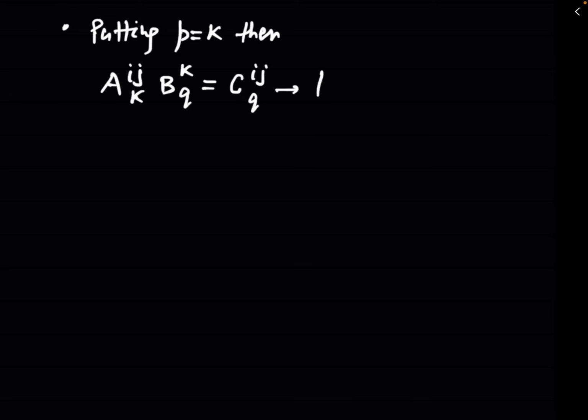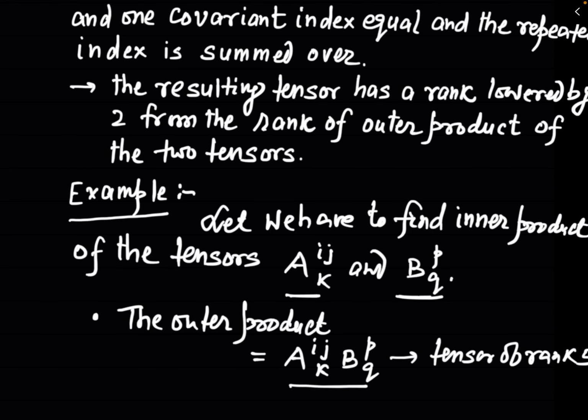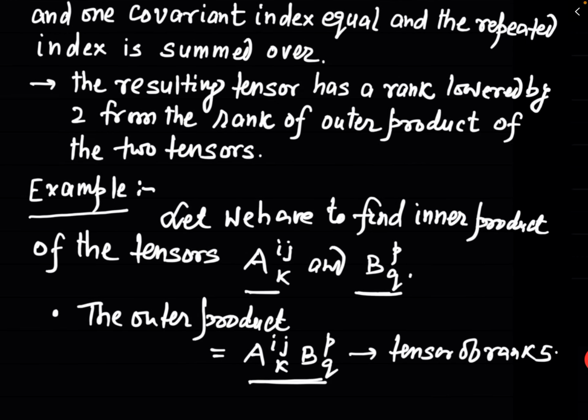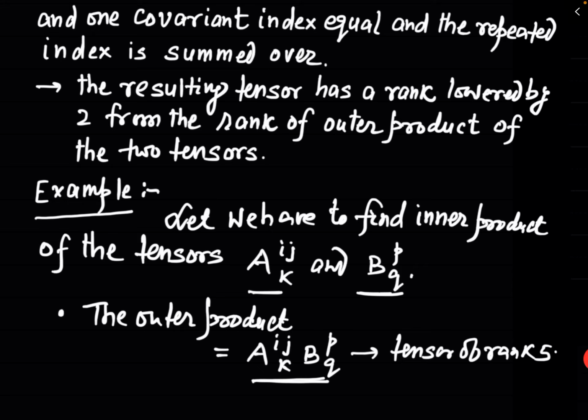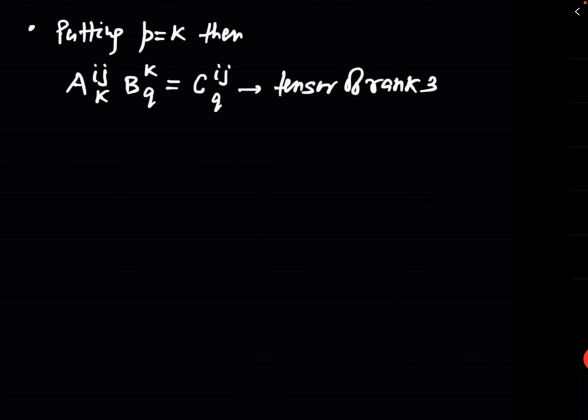And you can see this is just a tensor of rank 3. So as you can see, the rank of the outer product of these two tensors was actually 5. Here you can see this rank is 5, but after taking the inner product, that is following the process of contraction, we see that the rank of the resulting tensor becomes 3.